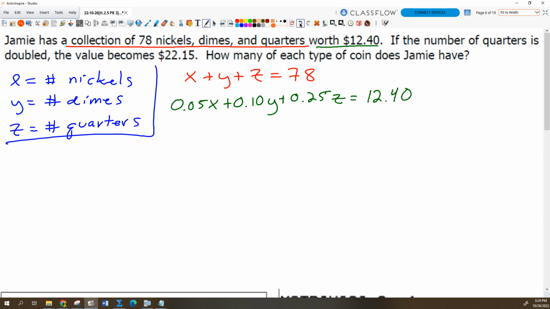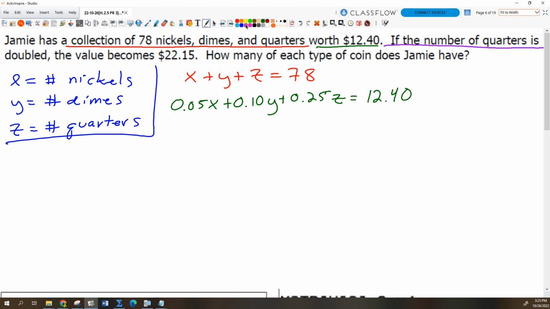And then you multiply them all by 100 and get 5, 10, 25. Now if you're using technology, you don't have to multiply everything by 100. You just leave it like that because the technology is going to solve it either way. It doesn't make any difference, right? Just leave it like that. What's the last equation going to be, though?